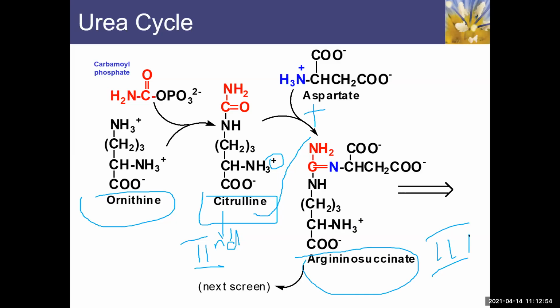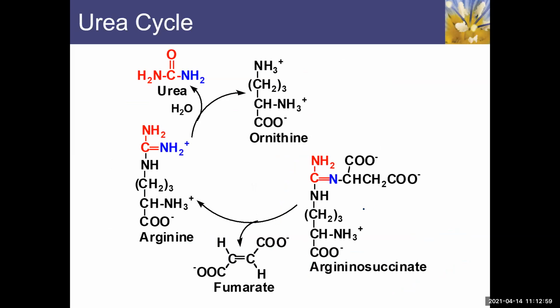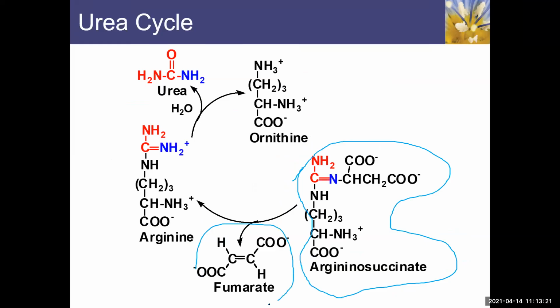When this arginosuccinate is formed, then a splitting will take place. What is splitting? I have arginosuccinate, and now the splitting is a lyase reaction. Remember the chapter on enzymes, lyase reaction, the splitting reaction, right? So this will be split into two compounds. One is called the fumarate. Remember the names also. This is number one, and number two is the arginine. So arginosuccinate will form the fumarate as well as the arginine.